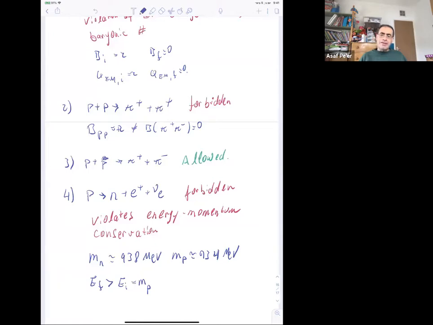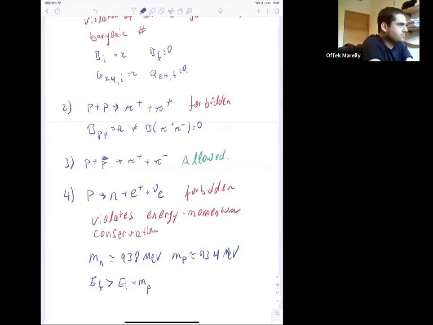What you're describing is that if you have this proton interacting with another particle, but then it's a scattering process. It's not a single particle decay. Is that clear to everybody? Yes.